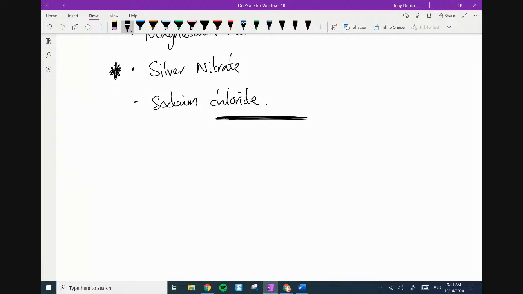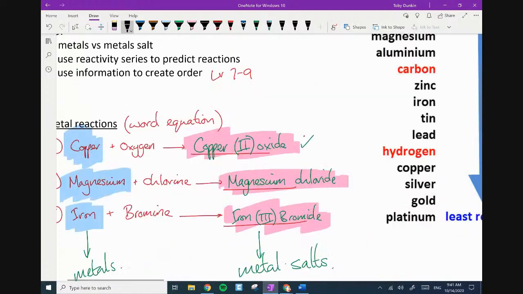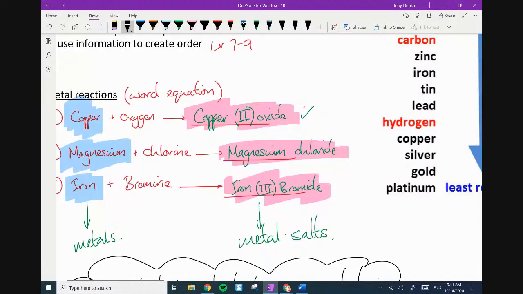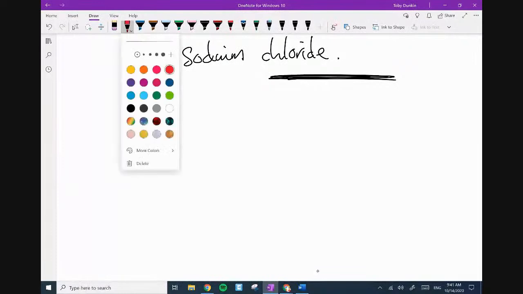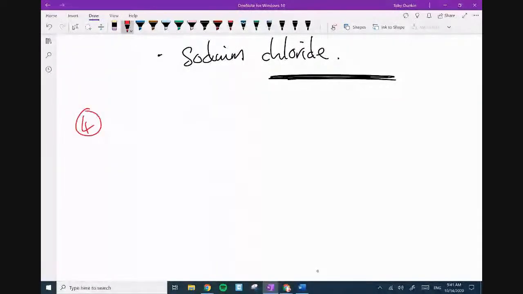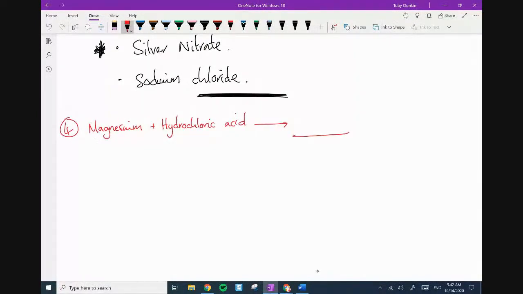So let's have a look at this. This is question number 4, I believe, technically. I'm going to switch back to red for my questions. This is going to be much more interesting to see. This is much more challenging. Step up a level. So question number 4. I'm going to react magnesium and hydrochloric acid. Right, what am I going to make? Much more challenging. 2 reasons. Because I will now make 2 products.